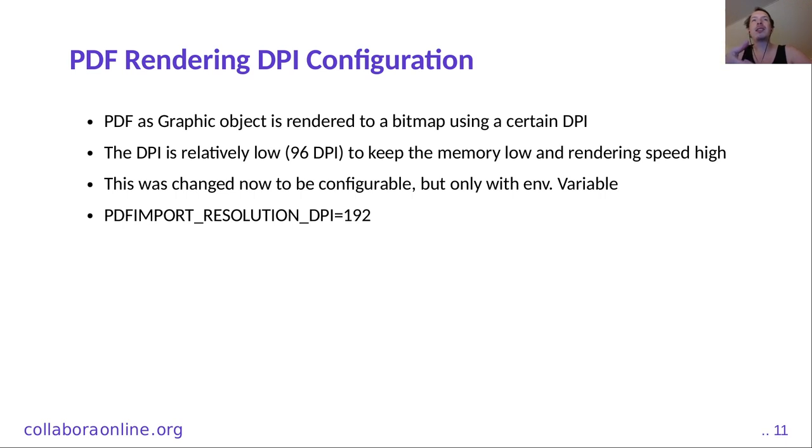So the last thing I have is that we implemented PDF rendering DPI configuration, which is also available now. When we use a PDF as a graphic object, the PDF page is rendered as a bitmap, and it uses a certain DPI for this. The DPI is relatively low, like 96 DPI, so we can keep the bitmap small and don't consume a lot of memory, and rendering is faster.